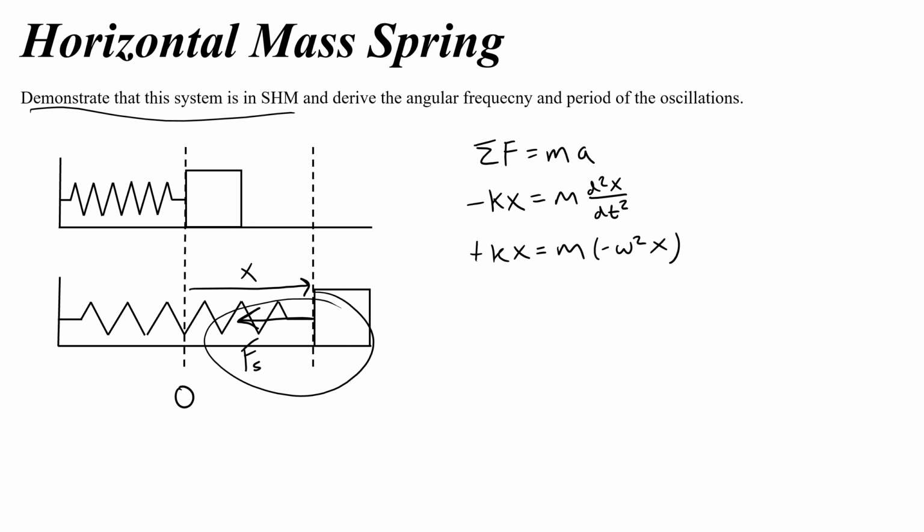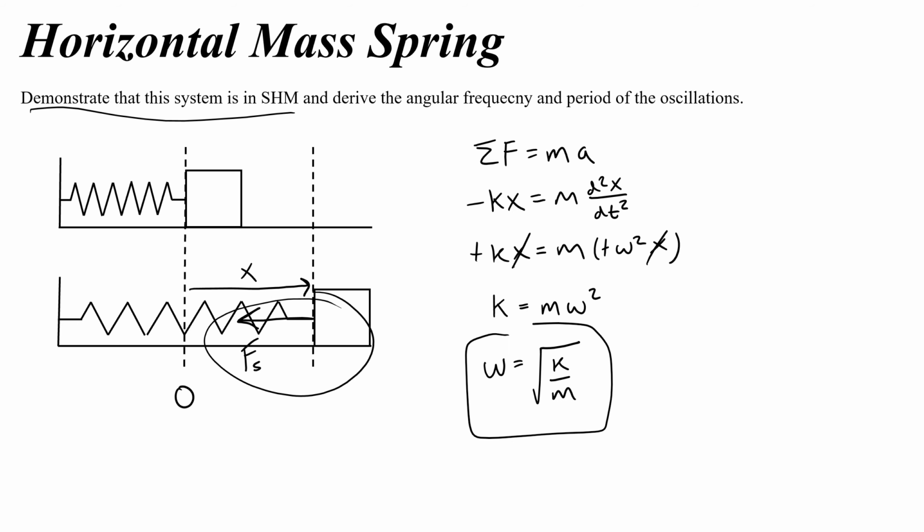First of all, the two negatives cancel, the position cancels, and we're left with the spring constant equal to mass times angular frequency squared, so the angular frequency is the square root of the spring constant divided by the mass. There, we've just found the angular frequency. Sometimes when you're asked to demonstrate that the system is simple harmonic motion, they just want you to plug the second derivative into this equation. And so this satisfies that first part of the problem.